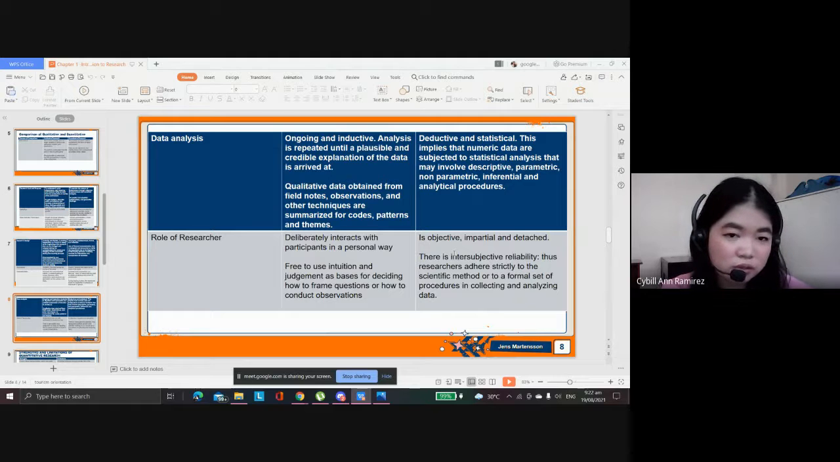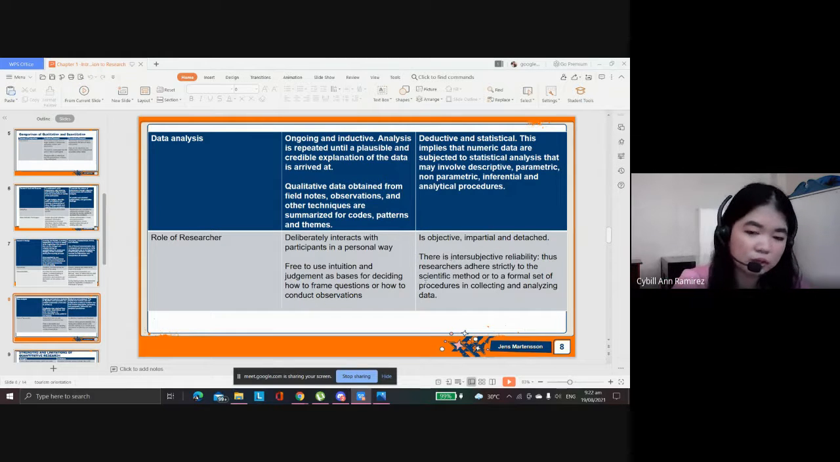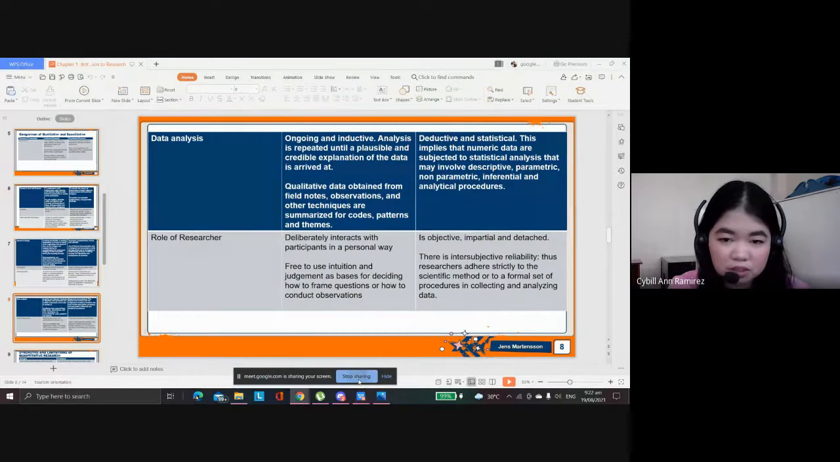So, also the role of the researcher in quantitative, there is intersubjective reliability. Thus, researchers adhere strictly to the scientific method or to a formal set of procedures in collecting and analyzing data. Now, I would like to share with you, let me just stop my screen, okay? That's the last one.